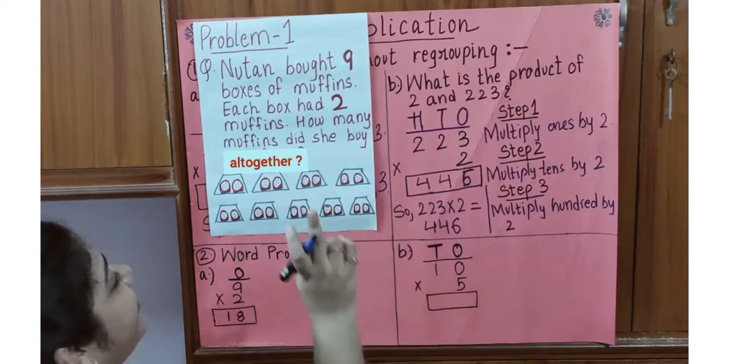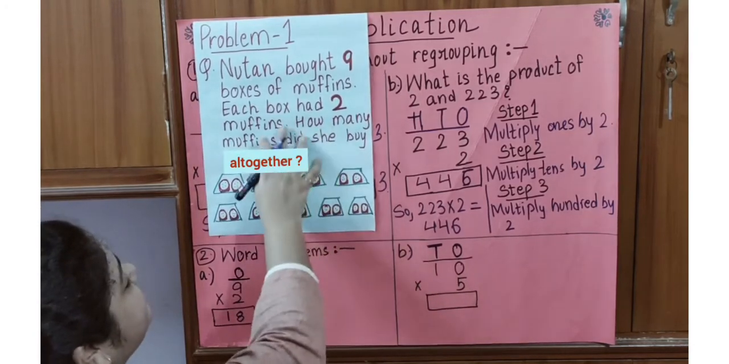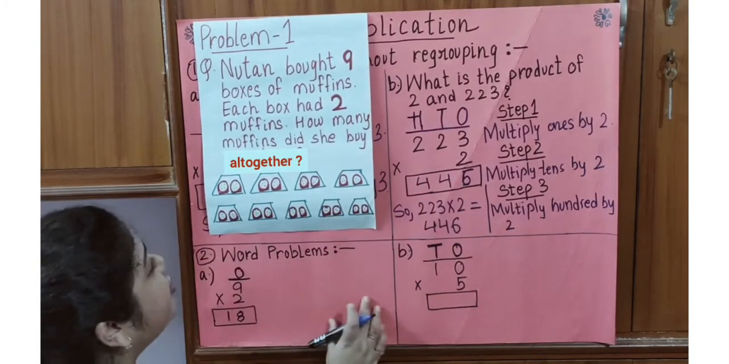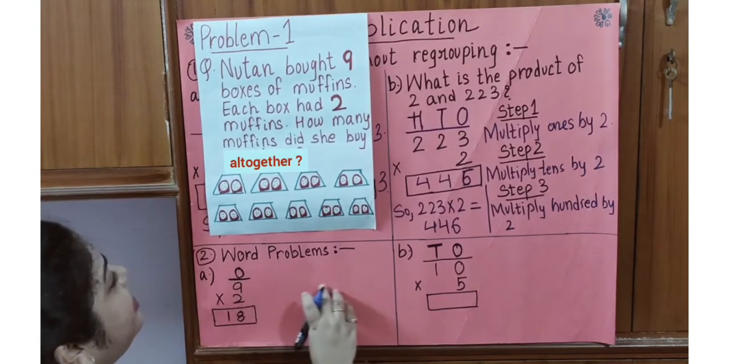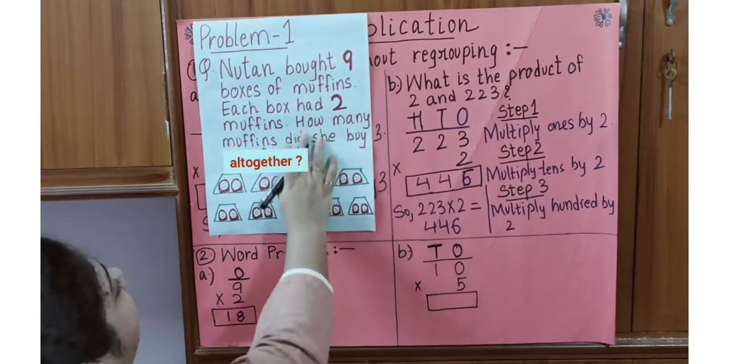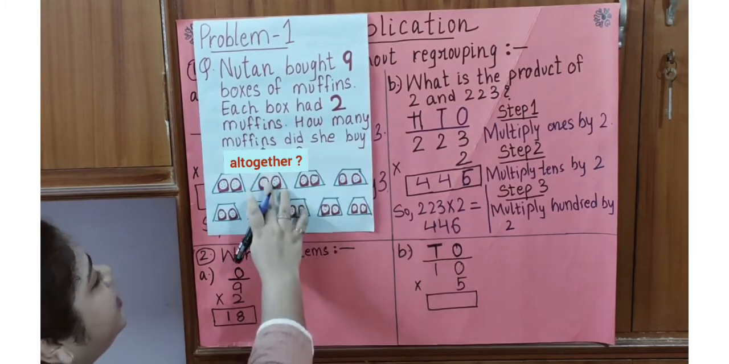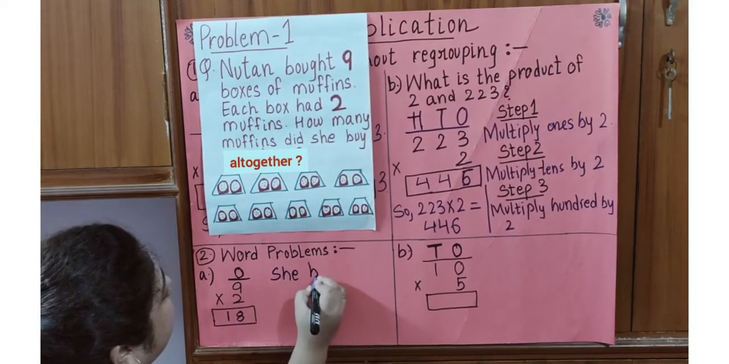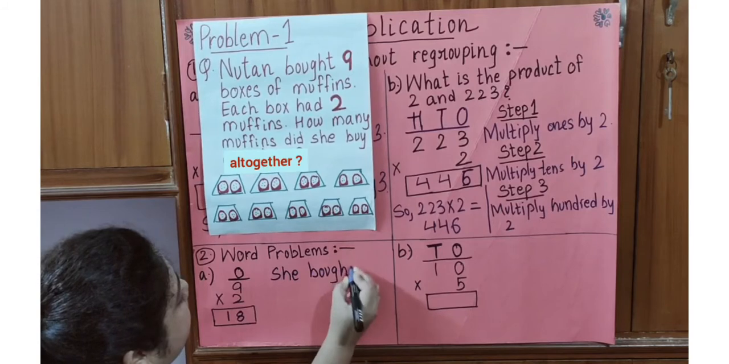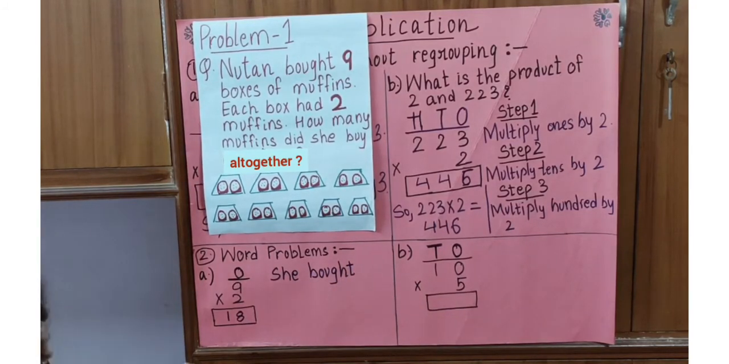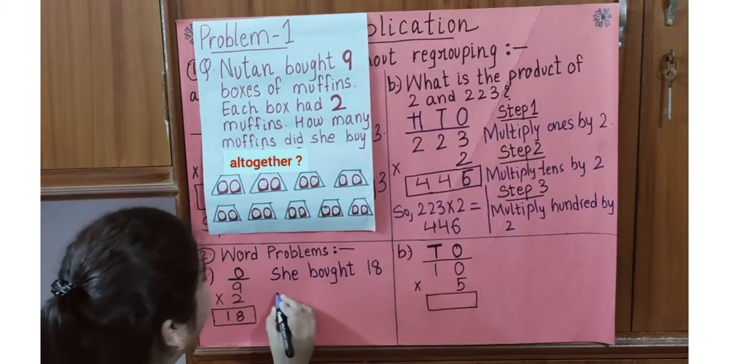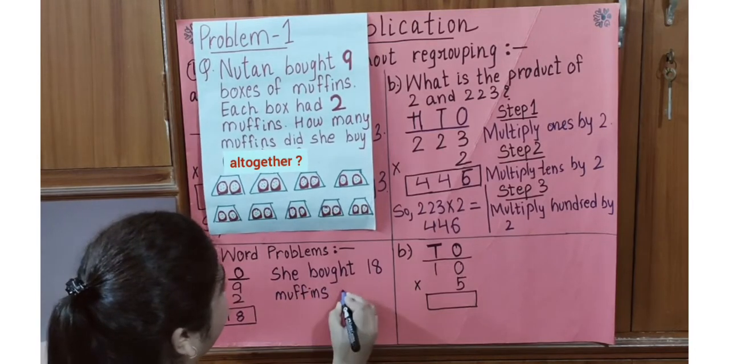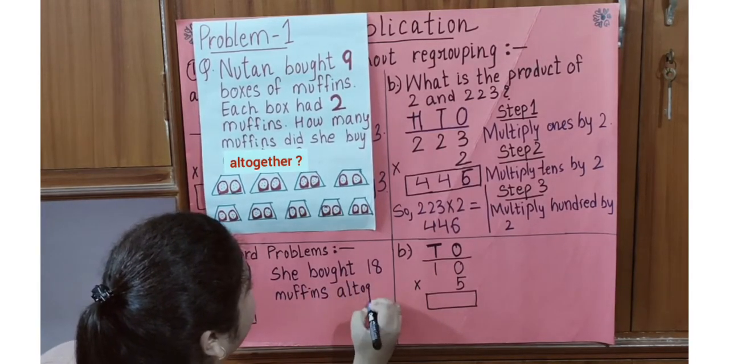But here children, you have to remember that this is a word problem. So you cannot just leave the number. You have to write the answer in words. How many muffins did she buy altogether? So the answer is going to be: she bought 18 muffins altogether. 18 muffins altogether.